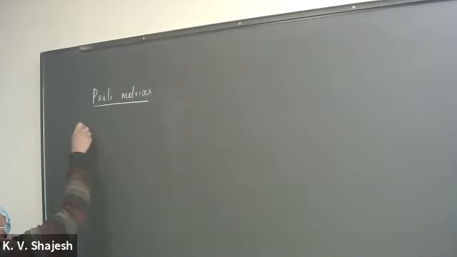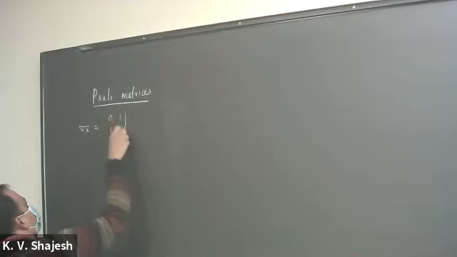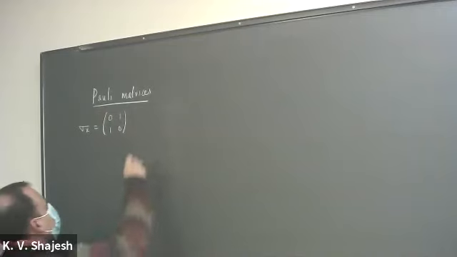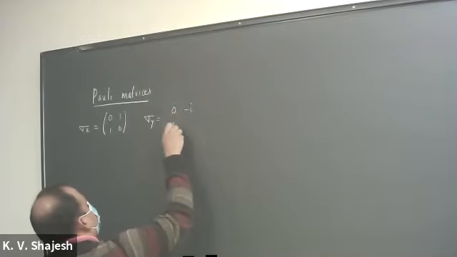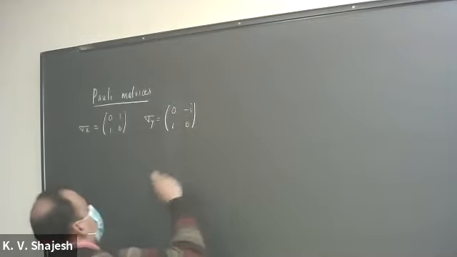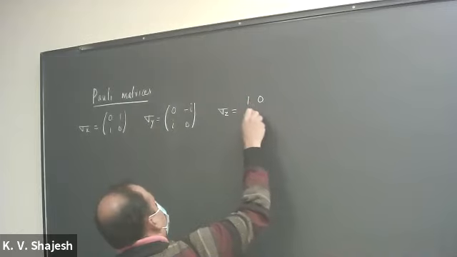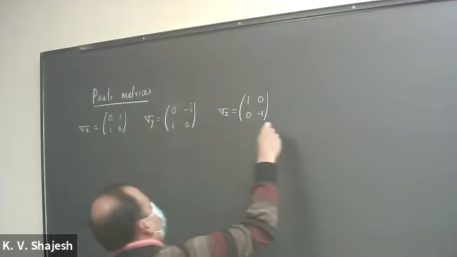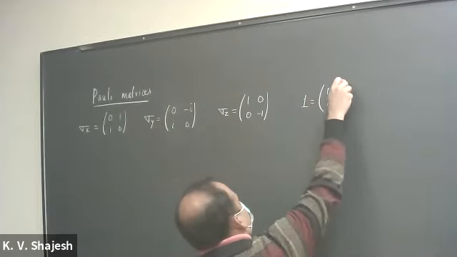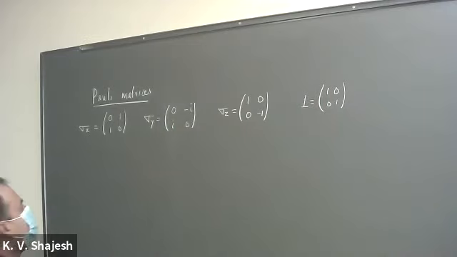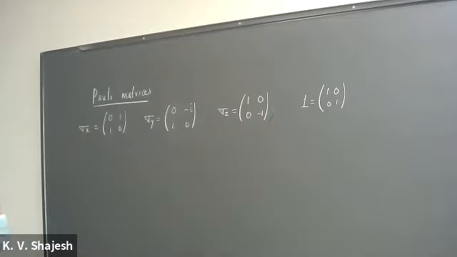So let's say sigma x is [0, 1; 1, 0]. So these are all 2 by 2 matrices. Sigma y is equal to [0, -i; i, 0], and sigma z is equal to [1, 0; 0, -1]. And if you want, there is a 4th, the identity matrix [1, 0; 0, 1]. But typically, you say these 3 are Pauli matrices. That's an identity matrix.